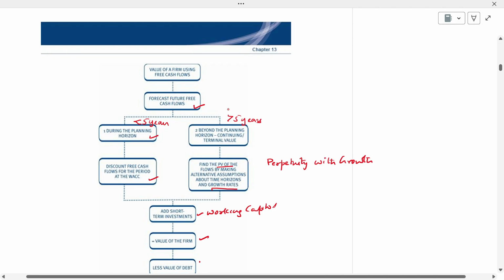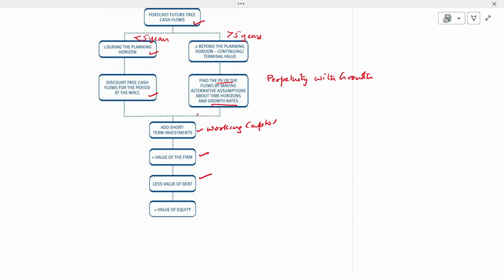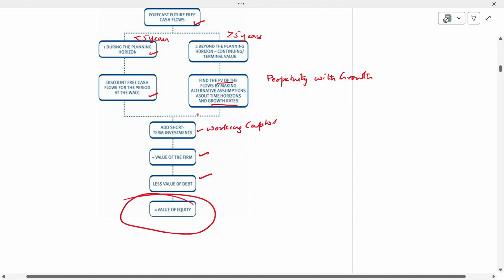Value of the firm less value of the debt. Value of the firm minus value of the debt, you'll get the value of the equity.